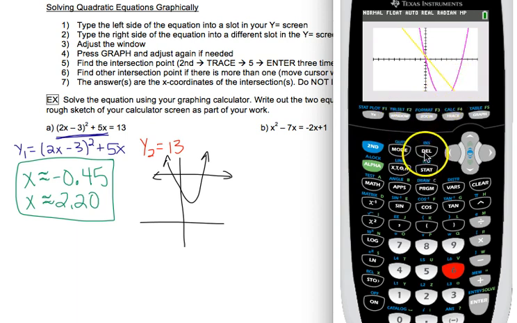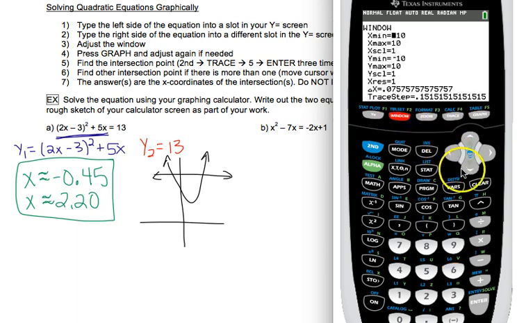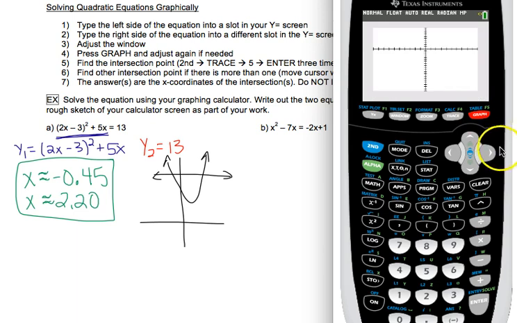So I am going to adjust this window so I can see the bottom a little better. So if I need to see the bottom more, that's y's, and specifically y minimum. So I'm going to change my y minimum. I'm going to go ahead and change it to negative 20 instead of negative 10, and then hit graph again and see if I can get a little bit better picture this time. All right, that looks much better.